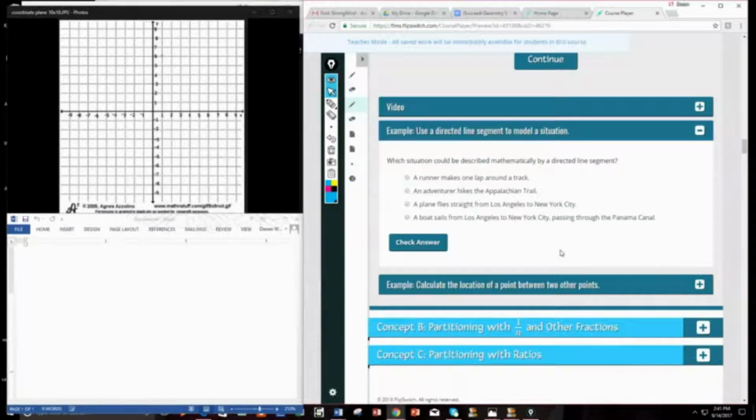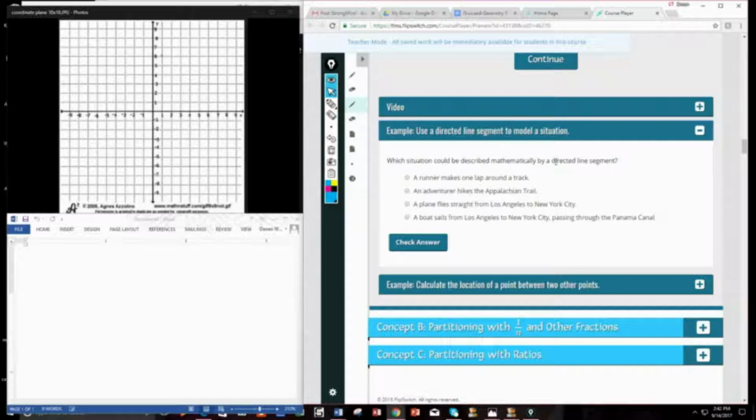Example, use a directed line segment to model a situation. Which situation could be described mathematically by a directed line segment? A runner makes one lap around a track. An adventurer hikes the Appalachian Trail. A plane flies straight from Los Angeles to New York City. A boat sails from Los Angeles to New York City, passing through the Panama Canal.